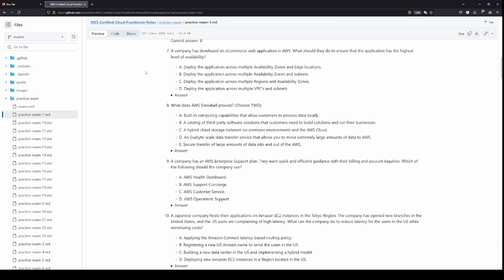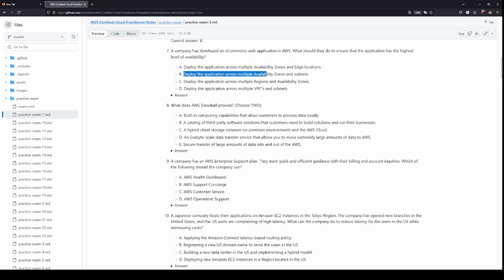But let's go on to 7. A company has developed an e-commerce web application in AWS. What should they do to ensure that the application has the highest level of availability? So let's look at A real quick. Develop the application across multiple availability zones and edge locations. I don't know if I said deploy the application. So this is good. I like this.